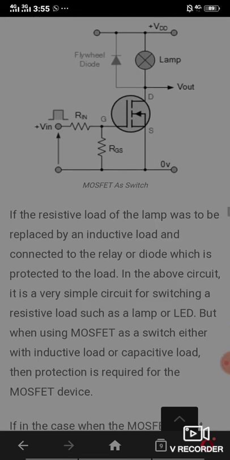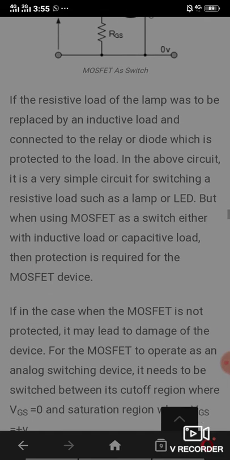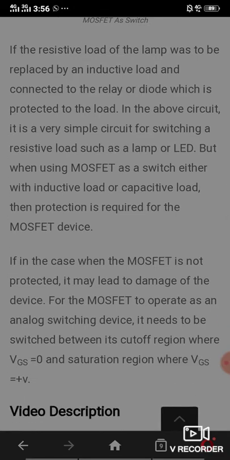Diode. If the MOSFET is not protected, it may lead to damage of the device. For the MOSFET to operate as an analog switching device, it needs to be switched between its cutoff region where VGS is 0 and its saturation region where VGS equals V+.